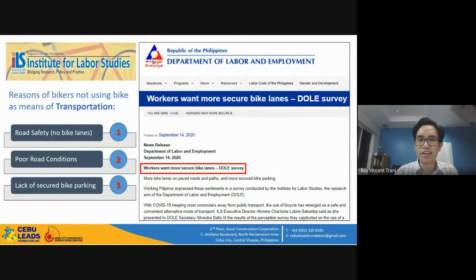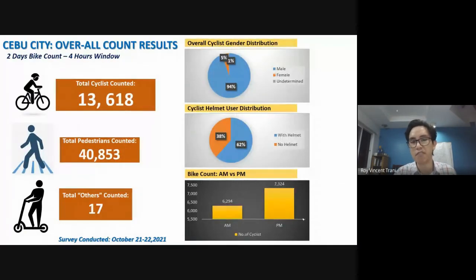So they showed a report here from the Department of Labor and Employment, DOLE. Workers want more secure bike lanes. Maybe this is more from Manila, but I can see this happening in Cebu City as well. Maybe in Davao you can see that. So the Cebu Leads Foundation did a 2-day bike count. From what I know, this was more in the urban core area, the Heritage District. They counted 13,000 cyclists, 40,000 pedestrians, and 17 others.